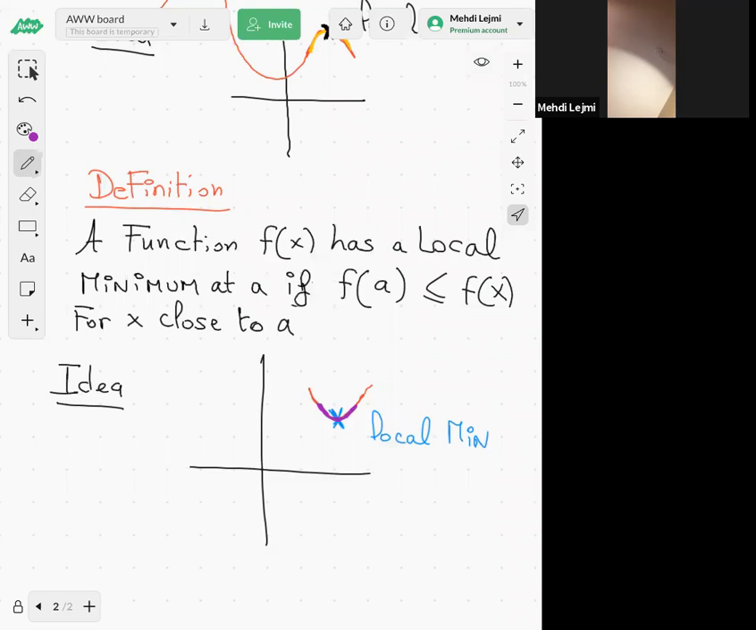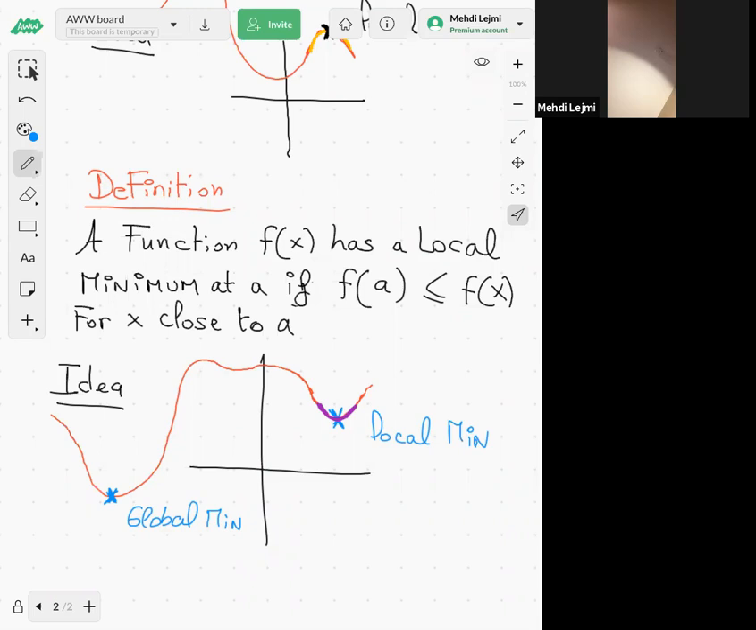Of course, you don't really care what happens to the graph far away from your point. So for example, let's say you have something like this here. Then this point here would be a global minimum because that would be the lowest point on the whole graph. But for a local minimum, you don't care about what happens to the graph far away from your point. You're just interested in a small neighborhood around your point.